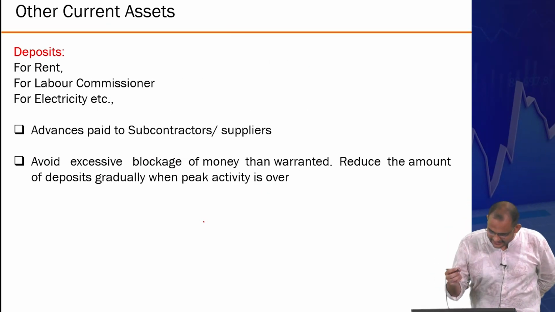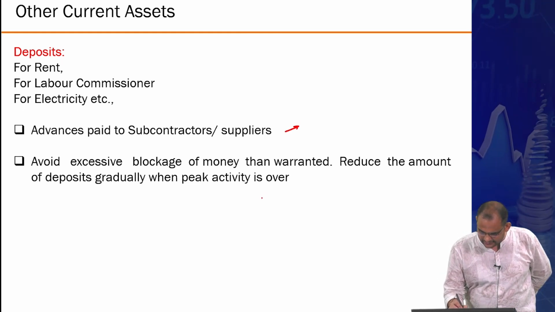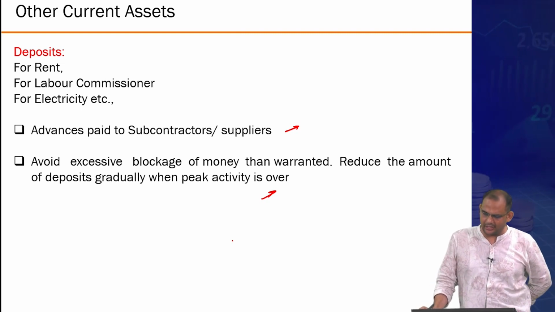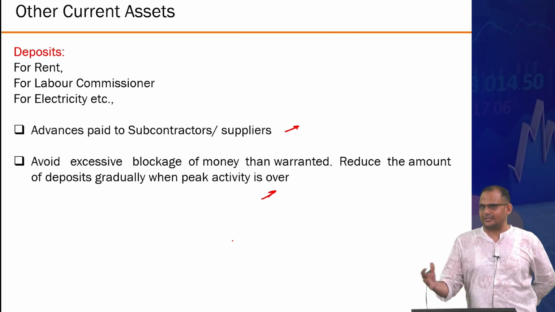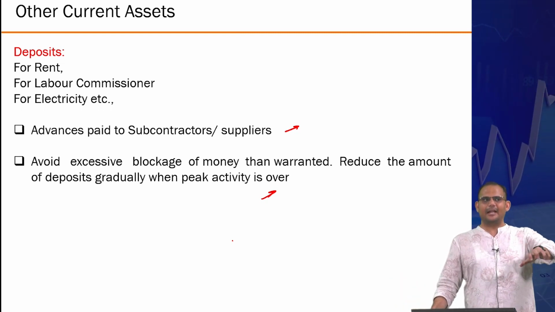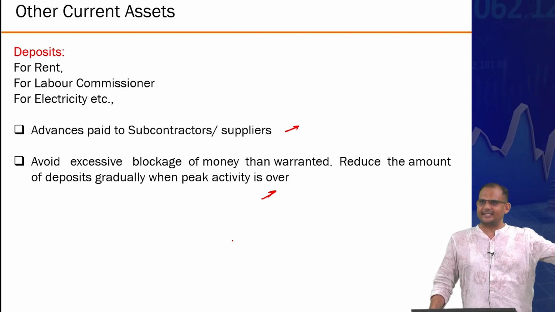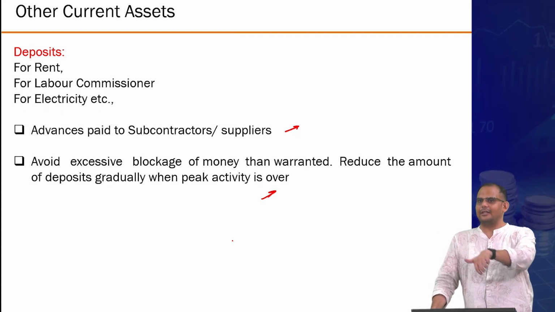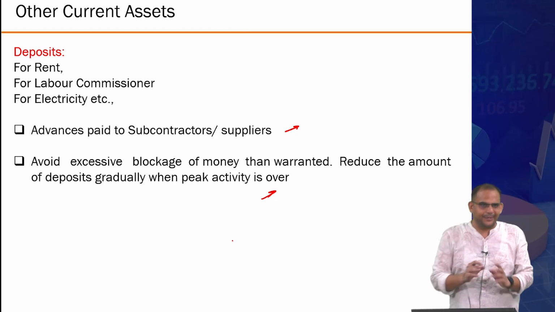Other forms of current assets are essentially the advance paid to subcontractors, and you should avoid excessive blockage of money than warranted. So you should not really pay too much to the vendors also. That's also a negotiating side. So as a project manager, you need to negotiate on both sides. You need to negotiate on the client side to get your money faster, and you need to negotiate on the vendor side to get the maximum credit possible in order to optimize your working capital, right?